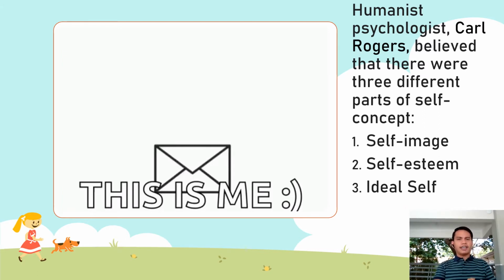The ideal self here refers to how you wish you could be. And in many cases, the way we see ourselves and how we would like to see ourselves do not quite match up. But if the way we see ourselves and how we would like to see ourselves match together, then we will have what we call self-actualization. Okay?